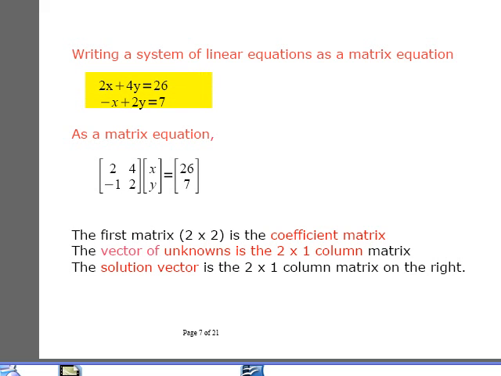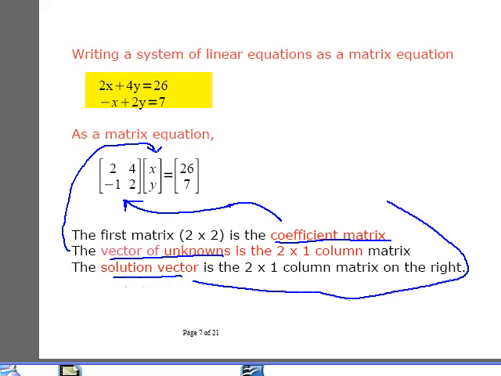So here are my original equations: 2x plus 4y equals 26 and minus x plus 2y equals 7. I write this as a matrix equation. Recall what this is. The first matrix is called the coefficient matrix. That's the 2 by 2 right there. The vector of unknowns has the x and y, and the solution vector is after the equal sign. So I write that in matrix form as a matrix equation. Remember, if I don't have a variable listed in one equation, I have to include it as a 0 in the coefficient matrix.